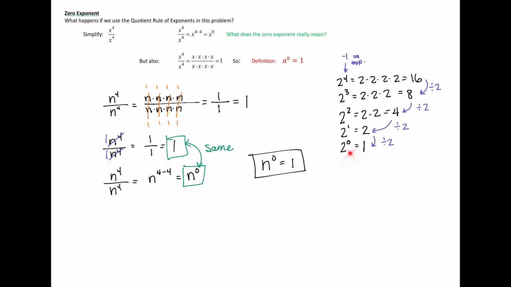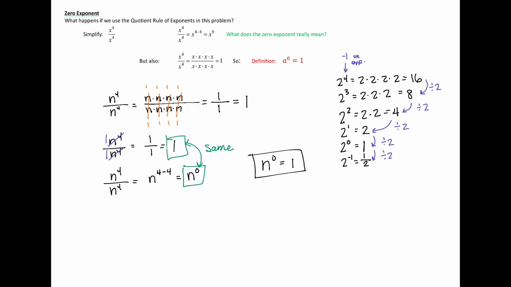Just because, let's keep going over here. Go one more step. 2 to the negative 1 power, right? If I'm subtracting 1, so down 1, down 1, down 1, down 1, down 1. Now, my pattern says I have to divide by 2. What is 1 divided by 2? 1/2. So that also explains negative exponents.